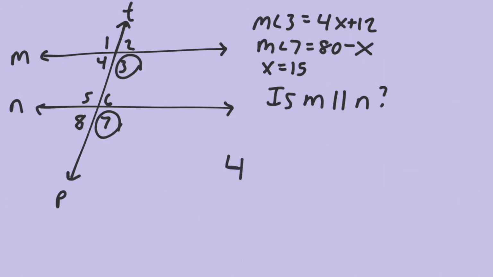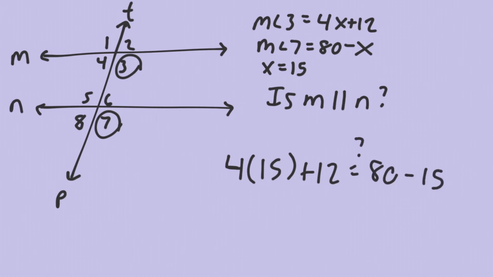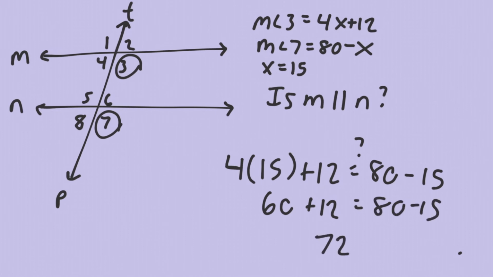So we can plug in: 4 times 15 plus 12 equals, does that equal 80 minus 15? And that's 60 plus 12. Does that equal 80 minus 15? 72. Does that equal 65? No. So that automatically means that m and n are not parallel.